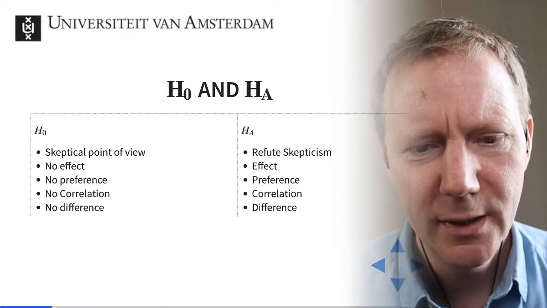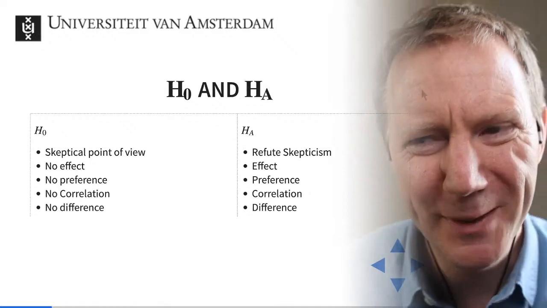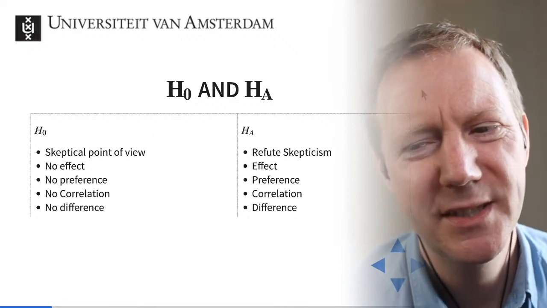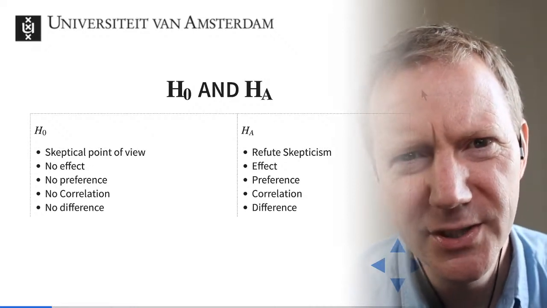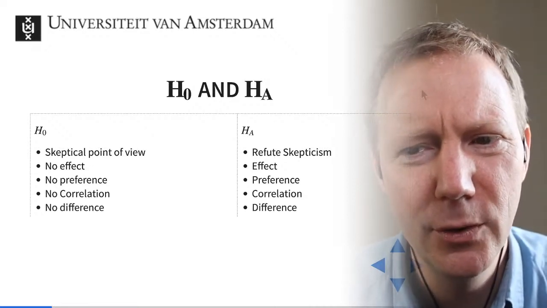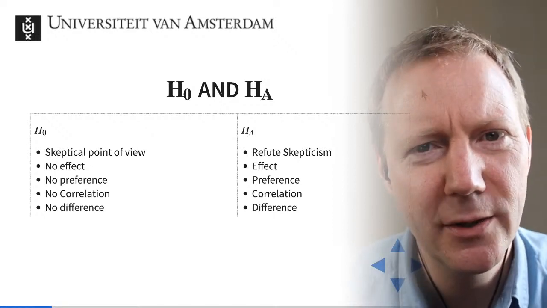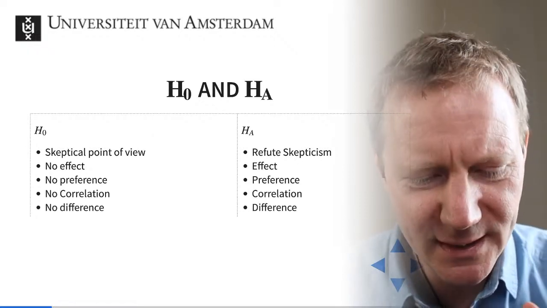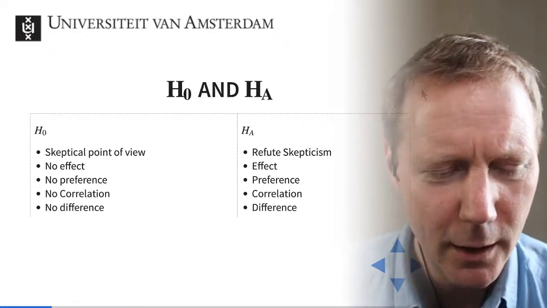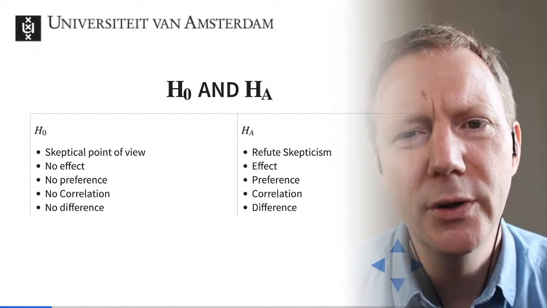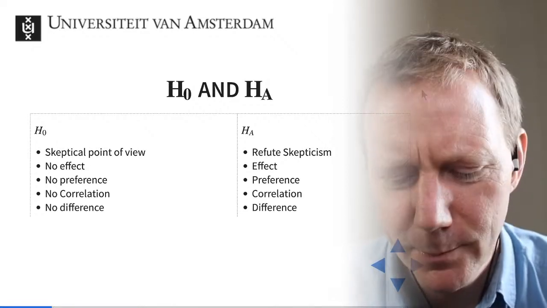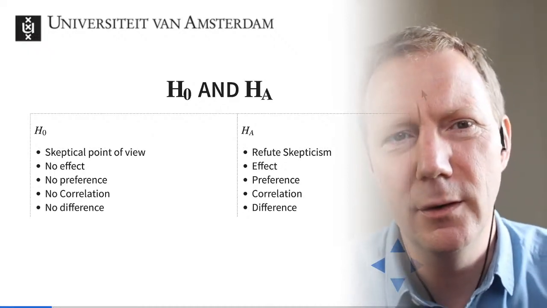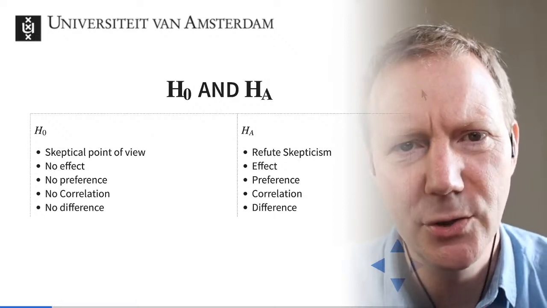So to start, we will start again, of course, with the null hypothesis. What it is again, we touched upon this, and I'm sure you already understand. It's the skeptical point of view. It's the assumption that there is no effect, that there's no preference, and all these things that a skeptical viewpoint would take on any assumption that you have on alternative hypothesis that you could think of.